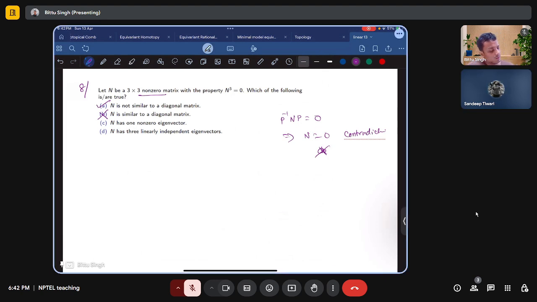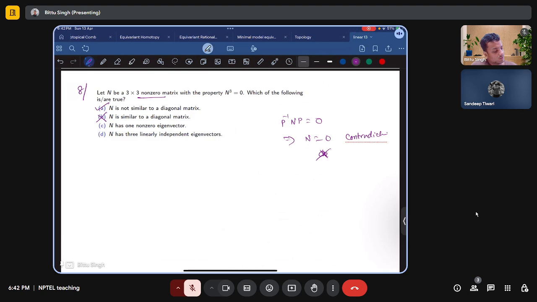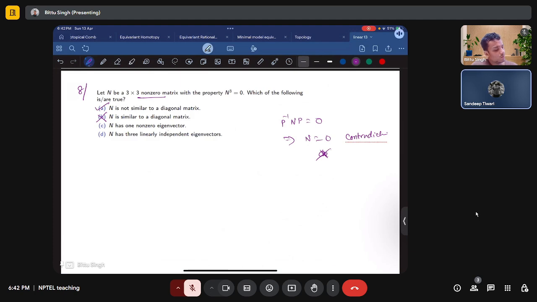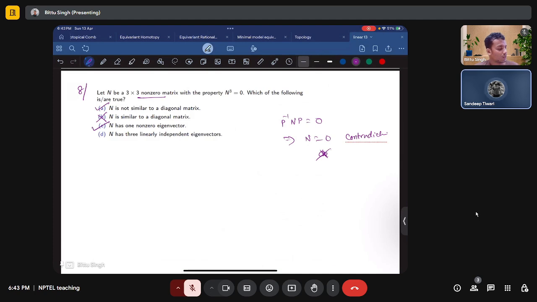N has one non-zero eigenvector. This is correct. B is not correct. It is clear because an eigenvector is always non-zero. So corresponding to 0, there will be an eigenvector, and the eigenvector is certainly non-zero. So C is right. D is not correct because this will imply that N is diagonalizable.